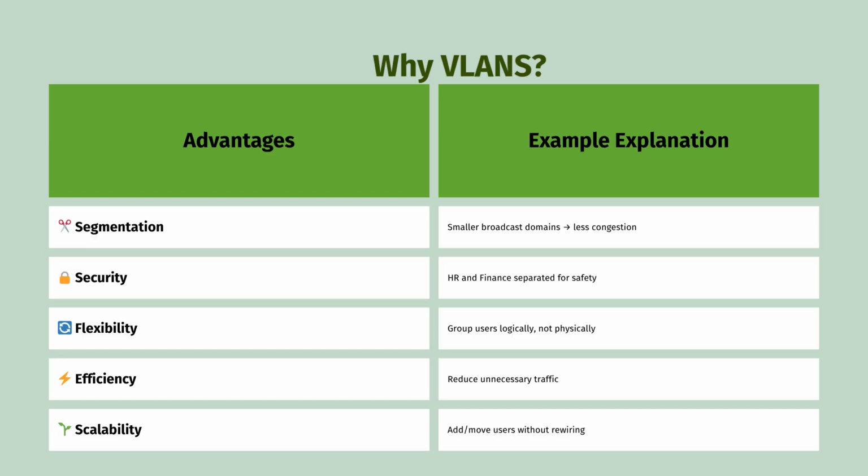Security. Devices in different VLANs can't directly talk to each other unless traffic is routed between them. For example, you can separate the HR department from the finance department. Flexibility. Users can be grouped logically instead of physically. So in our analogy, even if finance staff sit on different floors, they can still be in the same VLAN.